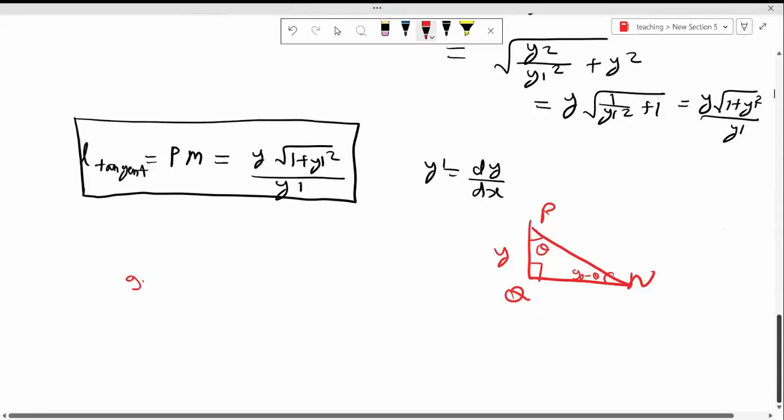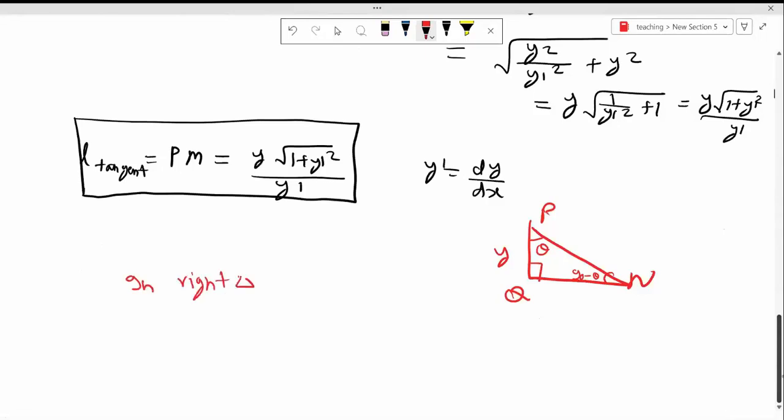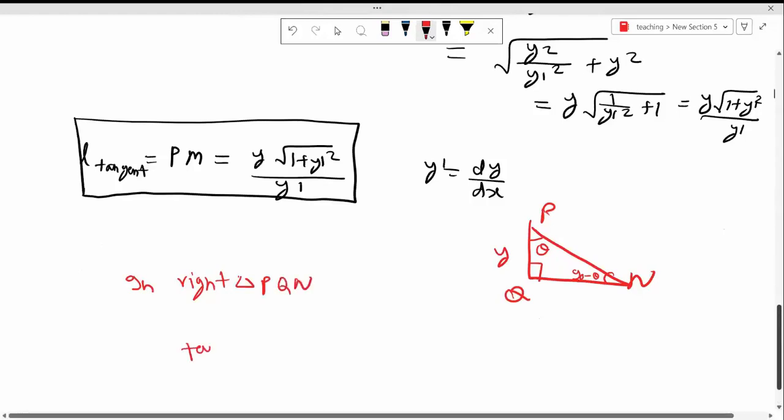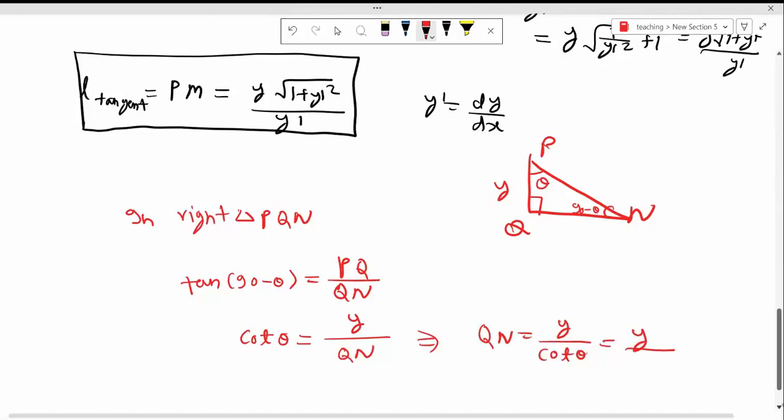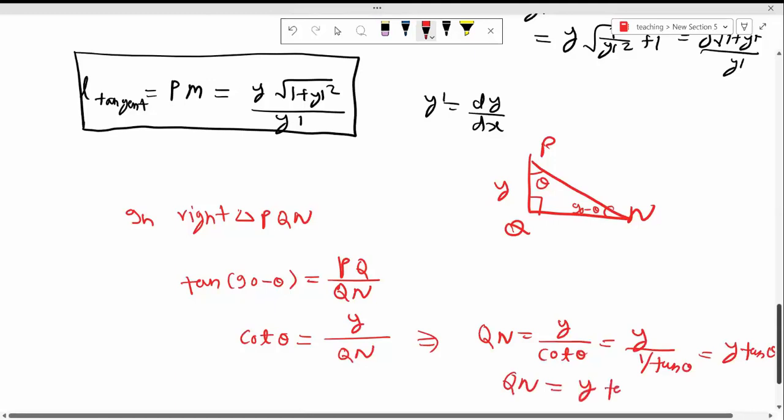In right angle triangle PQN, tan of 90 minus theta is PQ upon QN, because tan theta is equal to perpendicular upon base. So tan 90 minus theta is equal to cot theta, and PQ is y and QN is unknown. How do we find QN? QN is equal to y upon cot theta. Here cot theta is 1 upon tan theta, which gives y tan theta. This is QN.